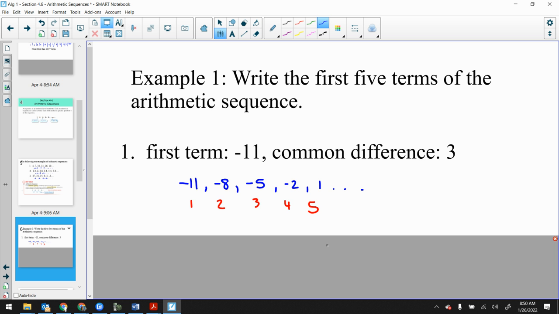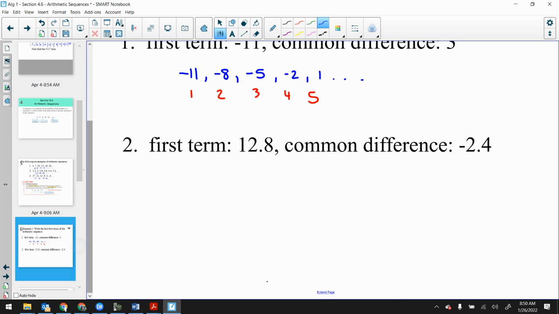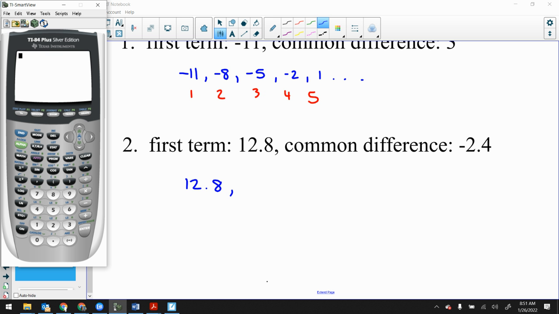Let's take a look at number 2. My first term is 12.8, and my common difference is negative 2.4. So what is the negative on my common difference telling me about my sequence? It's going to go down in value. So my first term is 12.8. My next term, let's see what we got here: 12.8 minus 2.4.